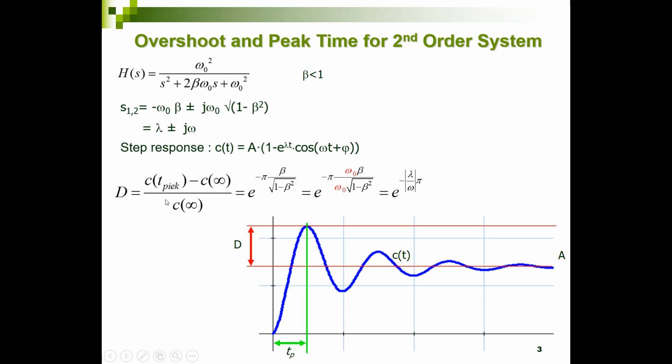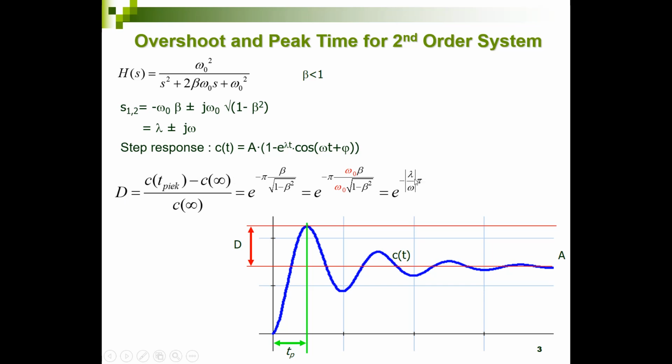So again, the overshoot is equal to e to the power of minus the absolute value of the real part of the pole divided by the imaginary part of the pole, times pi. So there is a relationship between the real part of the pole divided by the imaginary part of the pole and the overshoot.